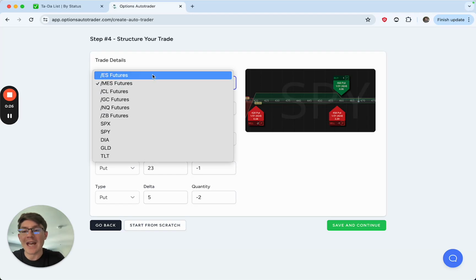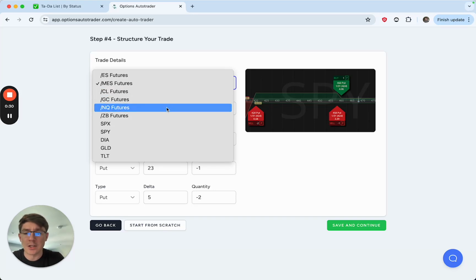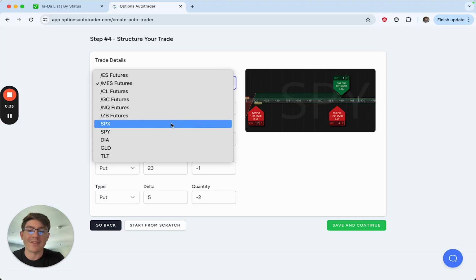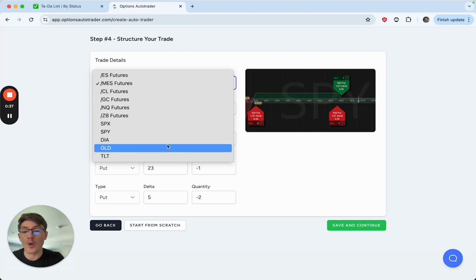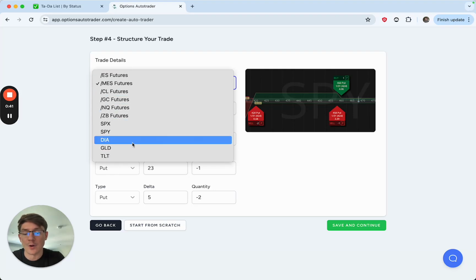So again, we have ES futures, MES futures, CL futures, GC, NQ, ZB. We have SPX, the index. We have SPY, DIA, GLD, and TLT, which are all the ETFs. So these are the futures. These are the ETFs. They're basically the same thing, vice versa. And this is the S&P 500 index.